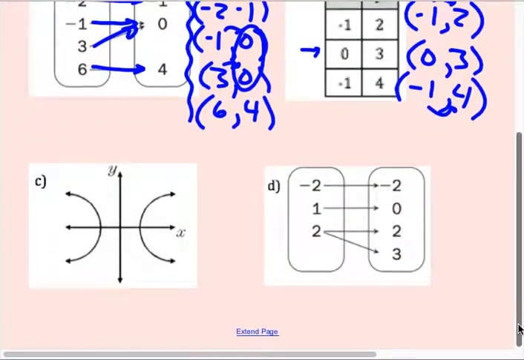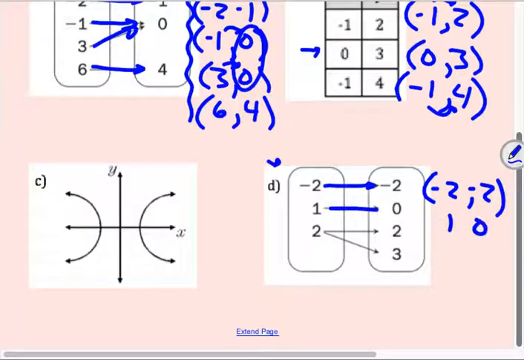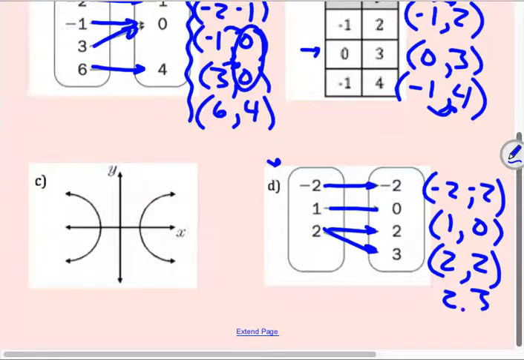Okay, let's go down here. There's a couple more. We got another mapping here. Look at D first. Negative 2 maps onto negative 2. One maps onto 0. But here we have 2 mapping onto 2, and we also have 2 mapping onto 3. So right here, I have 2 x values that are the same. This would not be a function.